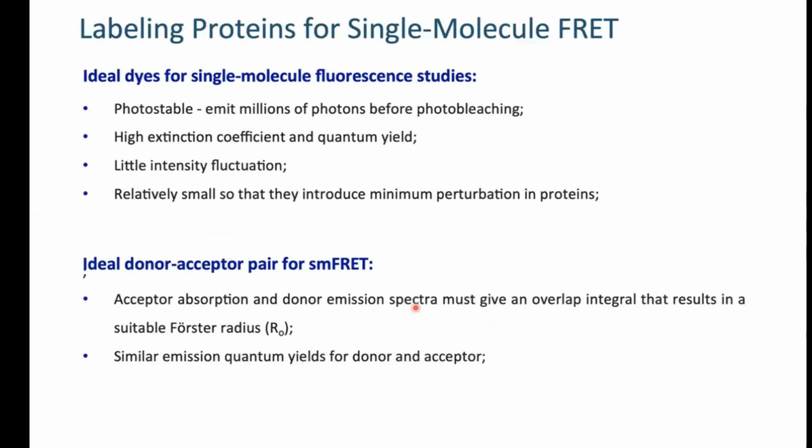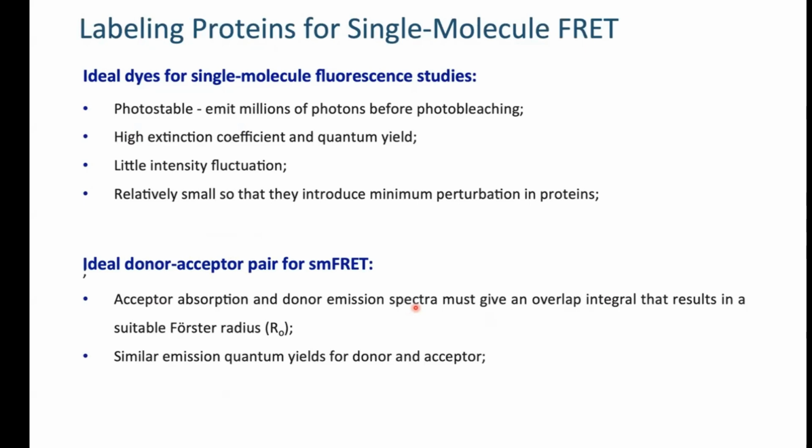So one of the things that you should always keep in mind when you're planning a single molecule FRET experiment is that you need to produce your protein double labeled with a donor and acceptor. And you should, first of all, choose the right fluorophores for performing these measurements.